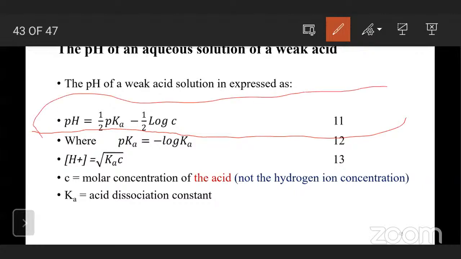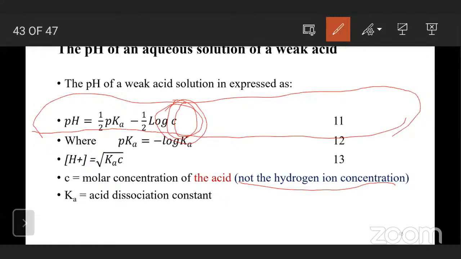The pH of a weak acid solution can be given by pH equals half pKa minus half log C. Just remember this: this C is the concentration of the acid you are dealing with, the concentration of the weak acid you are working with. This C is not the same thing as the hydrogen ion concentration. Let me say it again, it's not the same thing as the hydrogen ion concentration. It is the concentration of your acid.